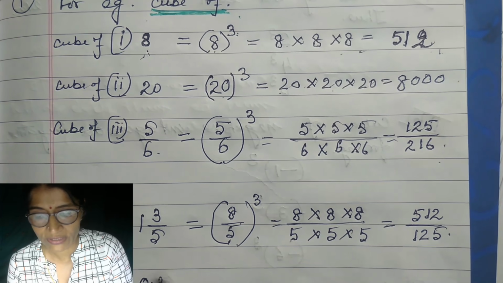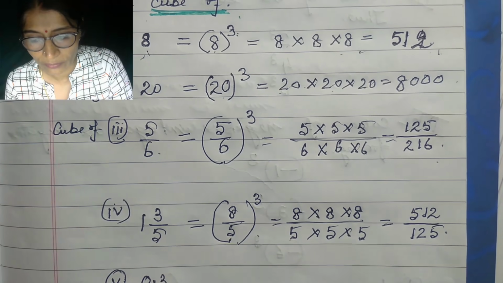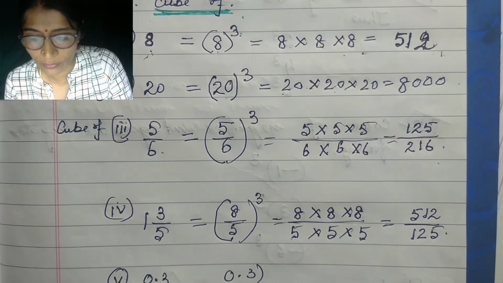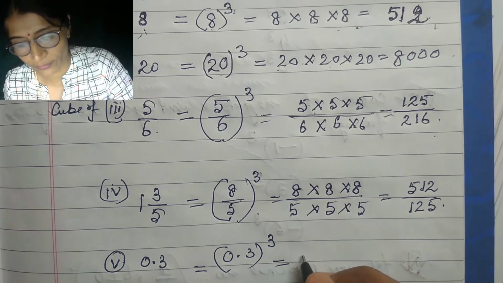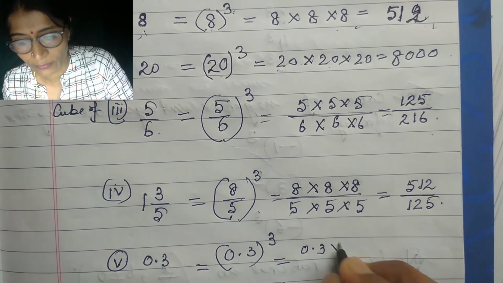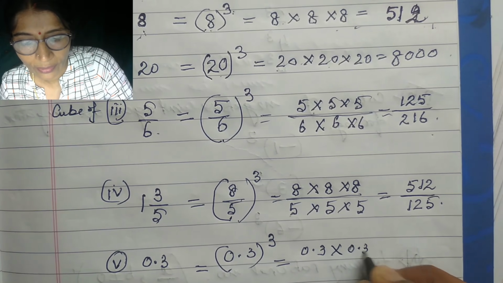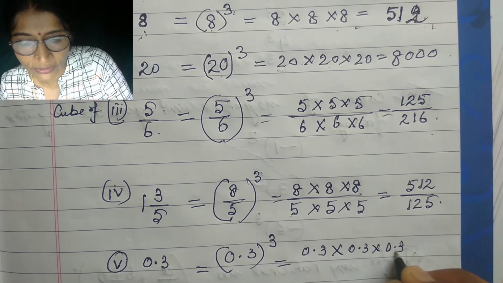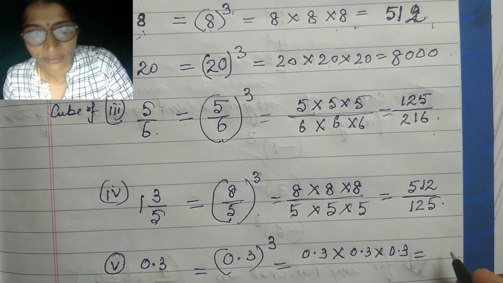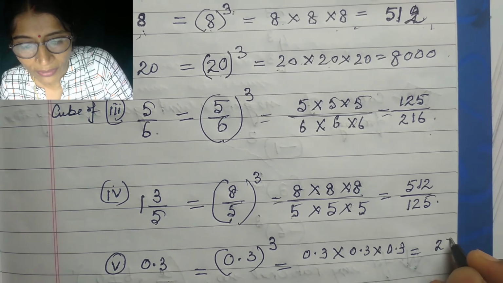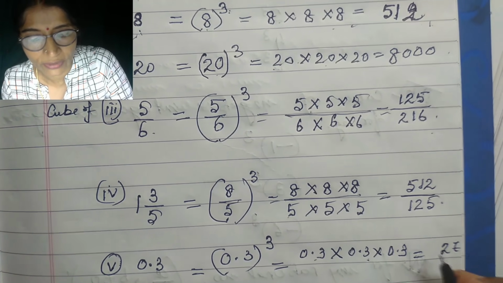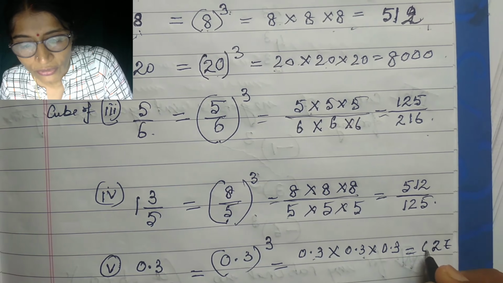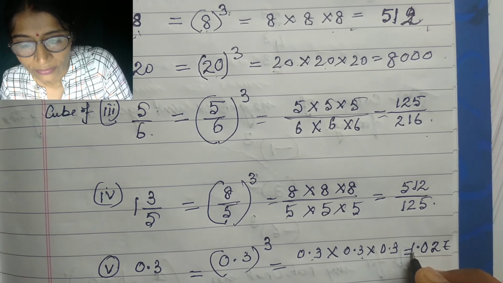Okay, if it is a decimal number, then what we have to do, 0.3 whole cube, and that is equal to 0.3 into 0.3 into 0.3. Now 3 threes are 9, 9 threes are 27. But what happens here, the decimal places will be 1, 2 and 3. So after the 3 digits, it will be 0.027.